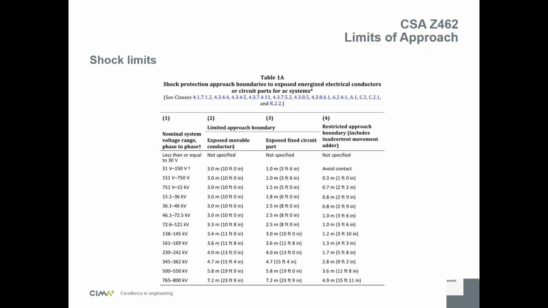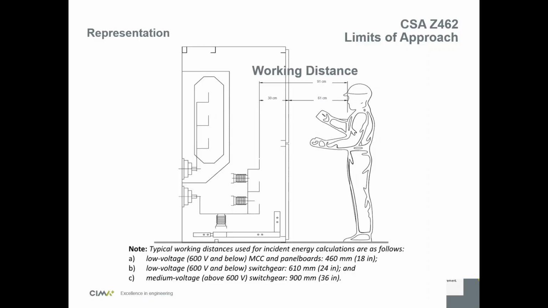So the limited approach boundary and restricted approach boundary, they can be found in table 1A for AC systems in the CSA Z462 standards. So you have, for example, on the first column, you have the voltage range, then you have the limited approach boundary, and then you have the restricted approach boundaries. So these are fixed for each voltage level. So what is the working distance? Well, working distance is the distance between the live bus bars and the chest of the worker at a distance which is typical to work in this type of installation.